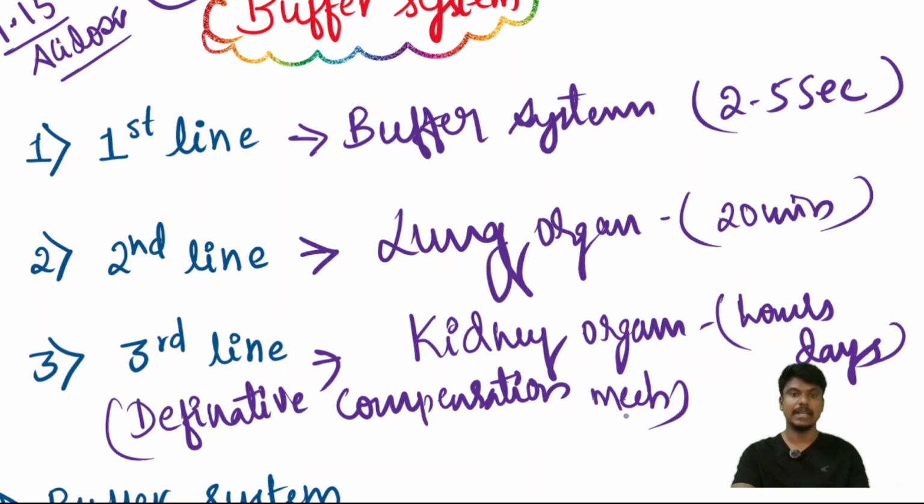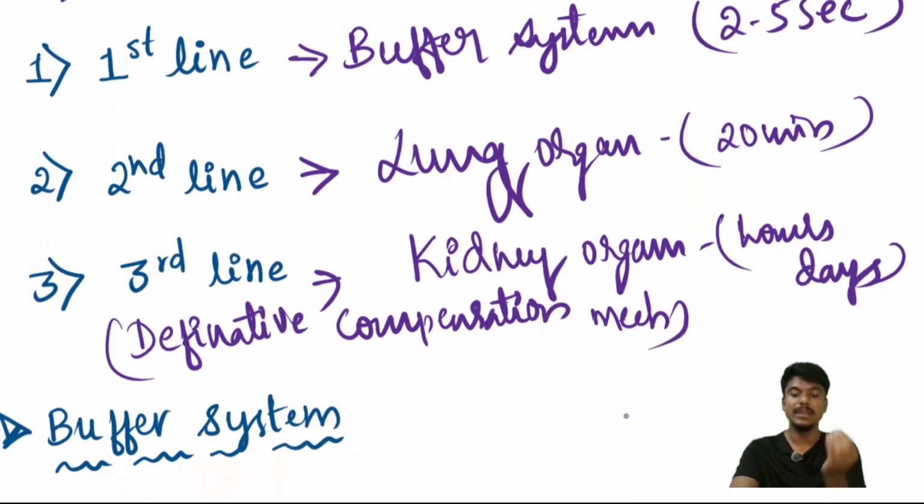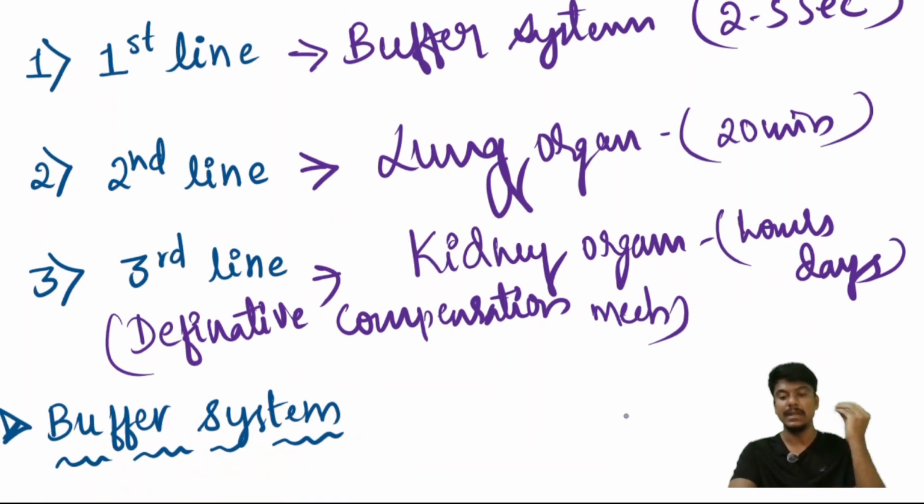One by one we'll see all these defense systems when there is altered pH, and how our body naturally tries to defend the pH, compensate, overcome, and normalize the blood pH. First and foremost to get into action is our buffer system. It will take seconds to act. Second will be your lungs, which try to compensate for change in pH. It will take around 20 to 30 minutes. Third line is the definitive, ultimate compensation mechanism done by your kidney.